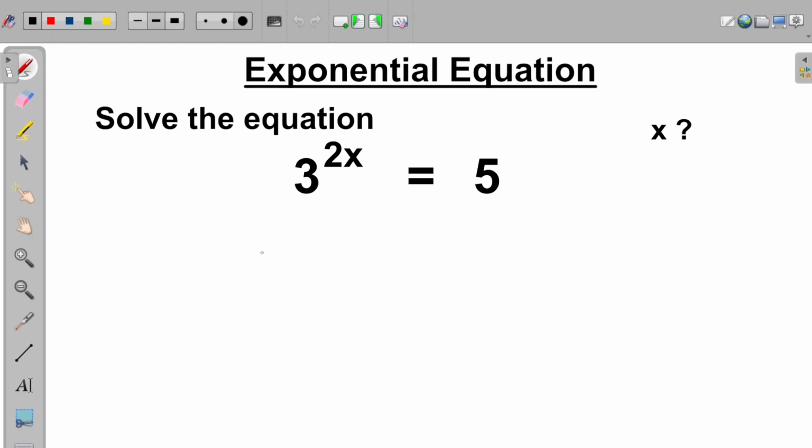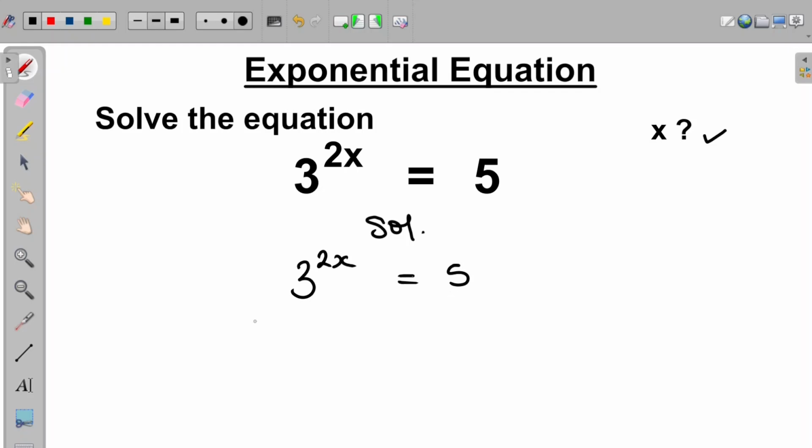Hi, we are asked to solve the equation 3 raised to the power of 2x equal to 5. We are asked to obtain the value of x. So we are given that 3 raised to the power of 2x is equal to 5. Now, the first thing we do here is take the log of both sides because we have different bases here and we cannot express 5 in base of 3.